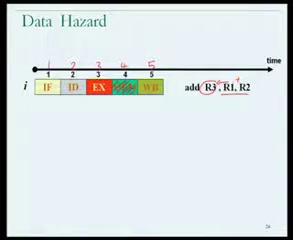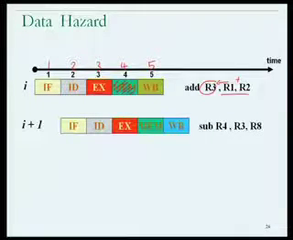Okay, now let's suppose that the next instruction, instruction I plus 1, is the subtract instruction. In particular, let's suppose that the subtract instruction takes as its destination register R4 and its source operands are registers R3 and R8.